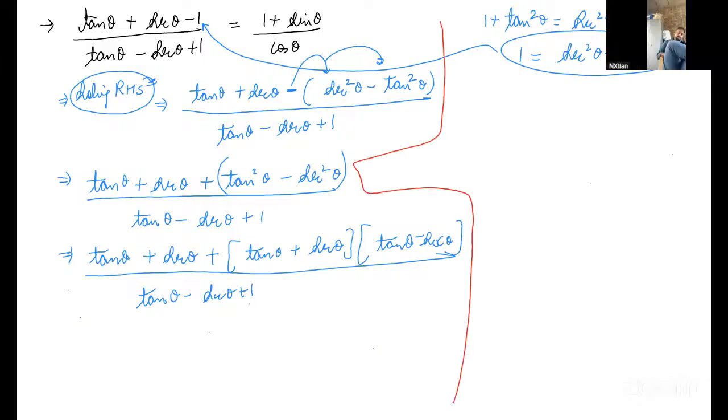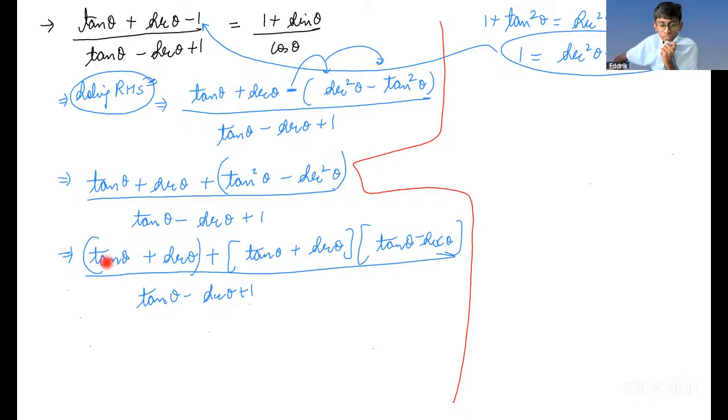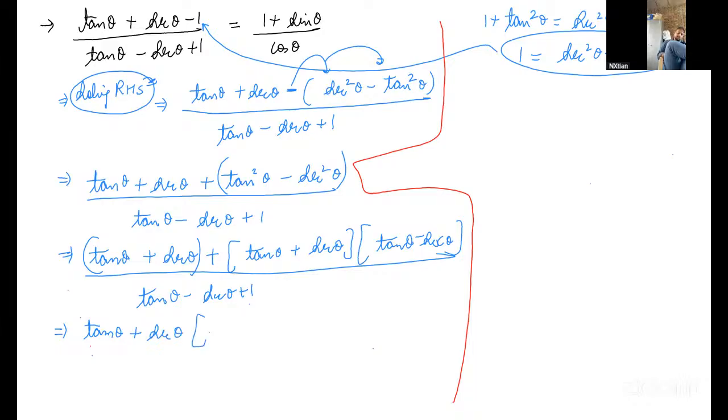Now in this, what will I do? I have these two terms, one term and this whole is the second term. Can you check what is common between them? Tan theta plus sec theta. So I can take out tan theta plus sec theta as common. From this term, the whole term is out and nothing is left, so only 1 will remain behind.